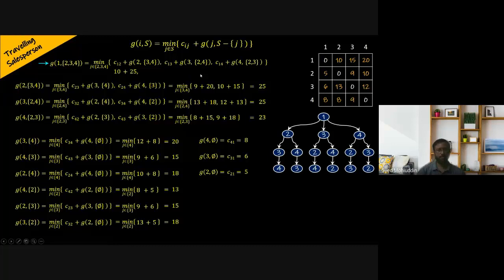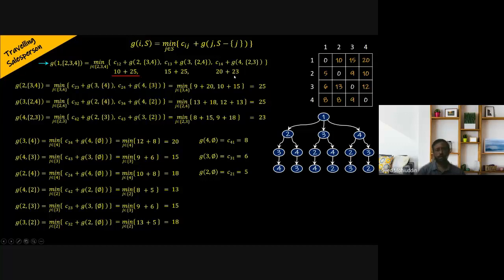And that is the minimum cost from vertex 1 to 3, which is 15, plus we have G of 3, 2 to 4, or 2, 4, which is 25 again, plus the cost from vertex 1 to vertex 4, that is 20, plus G of 4, 2 and 3, which is 23 in this case. So what we get is we have 3 values here. That is the cost from moving from vertex 1 to vertex 2, or moving from vertex 1 to vertex 3, or moving from vertex 1 to vertex 4.